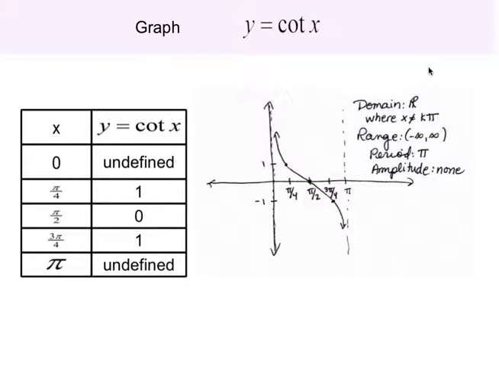The domain is all reals except where there's an asymptote. My first non-negative asymptote is 0, so it's all reals except where x equals k times pi. And remember, k is an integer. And again, as long as we can all agree on that, we won't write it every single time. The range is negative infinity to infinity. My period is pi, and there is no amplitude. There is no maximum. There is no minimum.